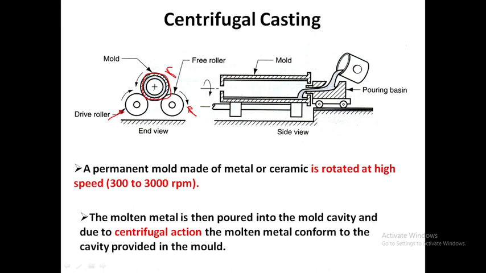This liquid metal freezes. Okay, so here you can see the mold is made of metal or ceramic, and it is rotated at high speed. The molten metal is then poured into the mold cavity, and due to the centrifugal action, the molten metal conforms to the cavity provided in the mold. So this is what centrifugal casting is about.